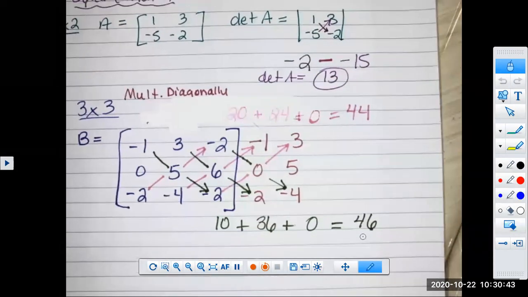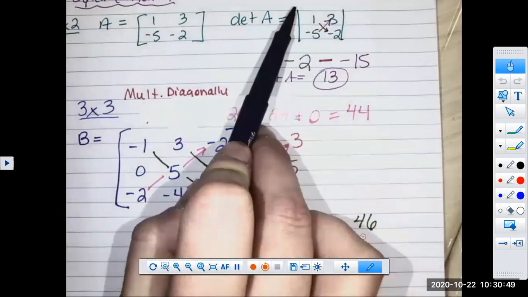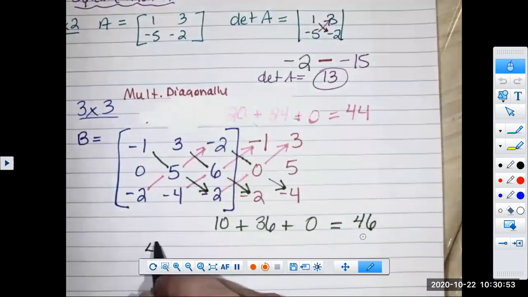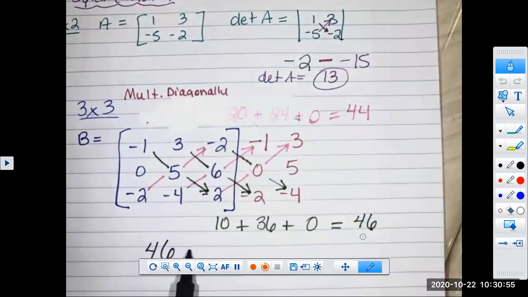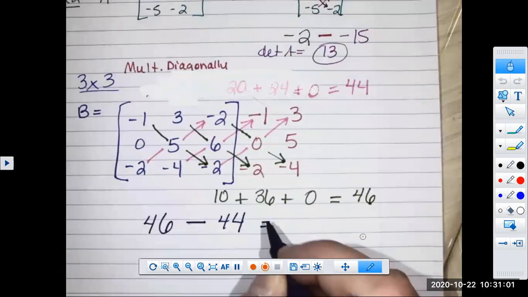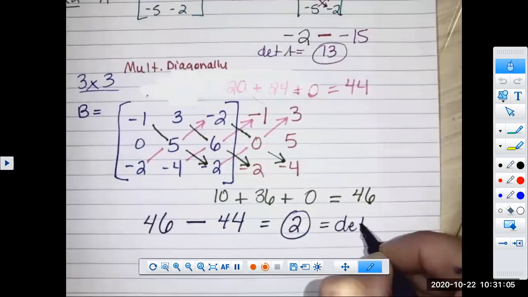Similar manner to a 2 by 2. The product you got when you multiplied this way from top left, bottom right, which in our case would be 46, you put that number first and subtract the sum of the other products last. So the determinant of B is 2.